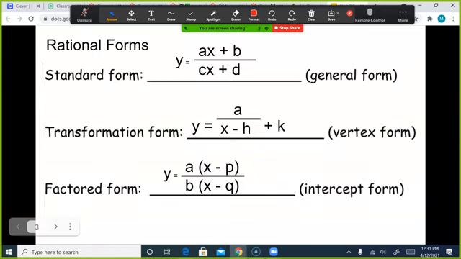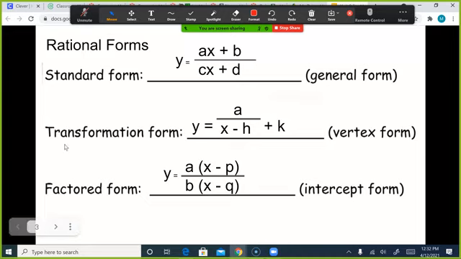Alright, so you don't have to write this part down. I just wanted you to see the similarities between the three rational forms and our three quadratic forms that we did for quadratics and cubics, really. Standard form has no parentheses. Transformation form has A, H, and K. Obviously, it's not called vertex form because there's no vertex here. And then factor form has a bunch of parentheses. Right now, there's only two, but we're going to see some that have four sets of parentheses, two on the top, two on the bottom.